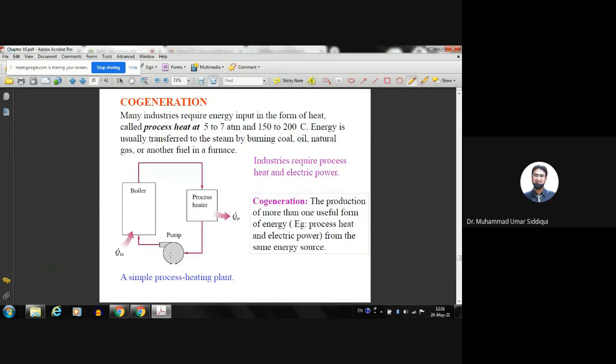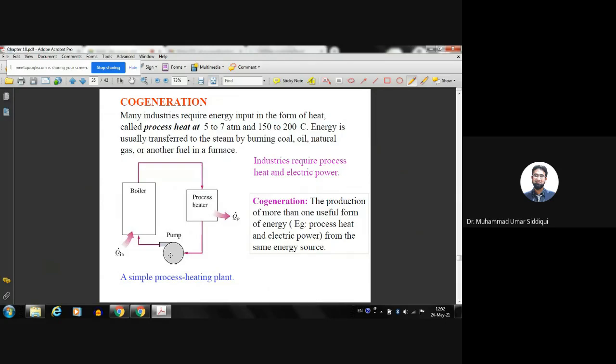The next topic is cogeneration. When we say cogeneration, co simply means something together. It comes from cooperative. Cooperative means doing things together. So cogeneration means generation of more than one thing together. This is the general English meaning.